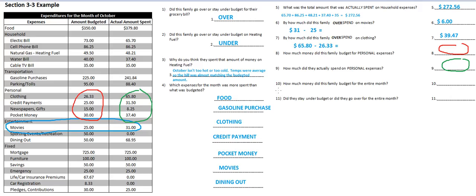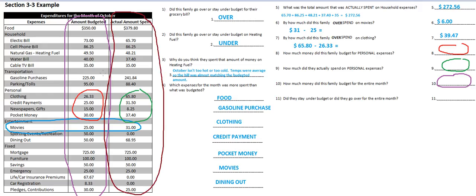Number 10, and we're almost getting done here. How much money did this family budget for the entire month? Well, in order to calculate number 10, you take all of these dollar amounts and you add all of them up in purple. Your total you write here. And then the last question asks, number 11, did they stay under or did they go over for the entire month? Now for number 11, you're going to write out a word like under or over. But in order to calculate that, you have to first add up the actual amount that was spent and compare them. Which number was bigger, the purple number or the dark red number?